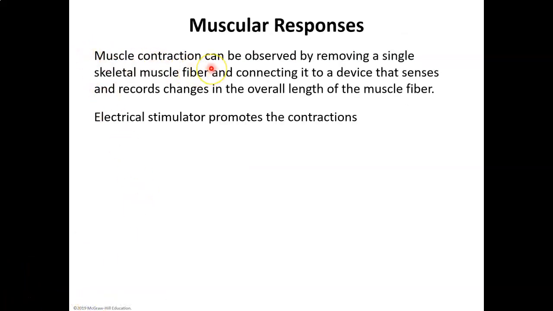Right, so a muscle contraction can be observed by removing a single skeletal muscle fiber and connecting it to a device that senses and records the changes in overall muscle length of the fiber. There are experiments to do that. I'm going to show you a picture in a moment. In the picture I'm going to show you, there are no nerves attached telling the muscle to contract. They've connected an electrical stimulator. This machine produces voltage, and they can vary how much voltage they produce, and then measure how hard the muscle contracts.